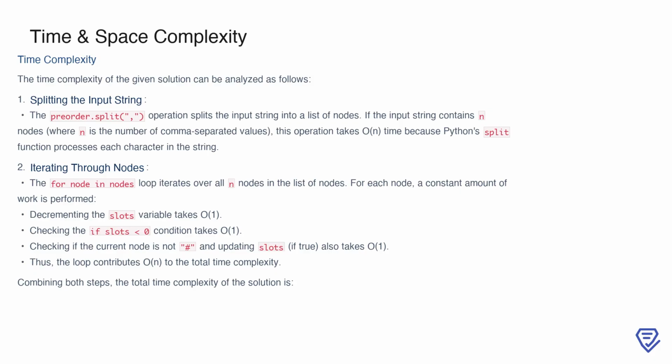Next, we iterate through the list of nodes using a for loop. Within this loop, all operations such as decrementing the slots variable, checking the condition if slots < 0, and updating slots for non-null nodes take constant time, or O(1), for each iteration. Since the loop processes all n nodes, this contributes O(n) to the total time complexity. Combining both steps, splitting the input and iterating through the nodes, we get an overall time complexity of O(n).